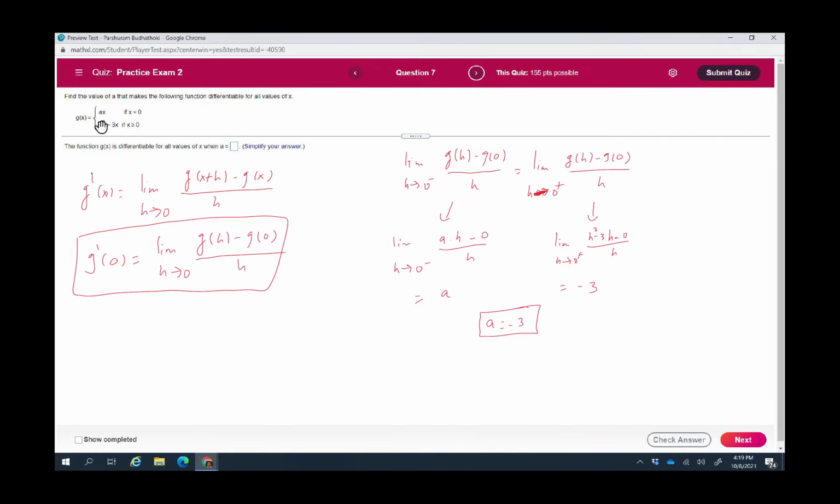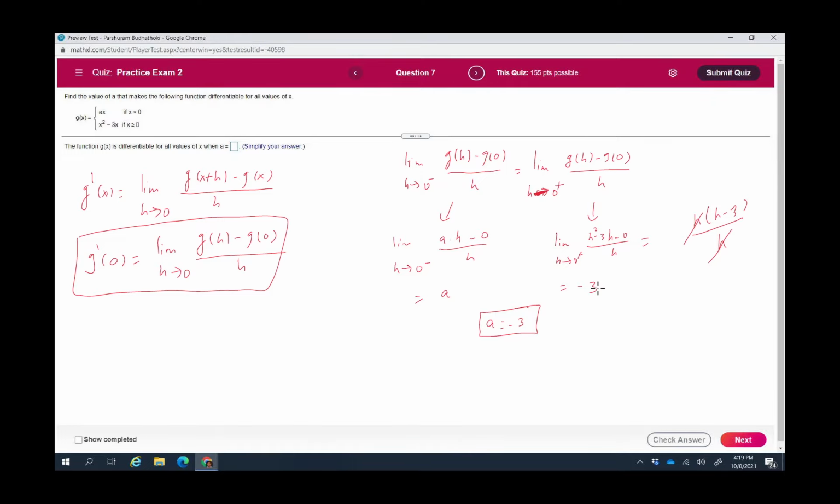We have given g of x is x squared minus 3x. We're going to replace this x by h for the first part, which is h squared minus 3h. For the second part, we're going to replace this x by 0, and it would be 0. After simplification, if you factor out h on the top, it will be h minus 3, and h on the bottom, you can cancel this h and this h. Finally, if we take the limit of h minus 3 when h approaches 0 from the right side, it would be negative 3.